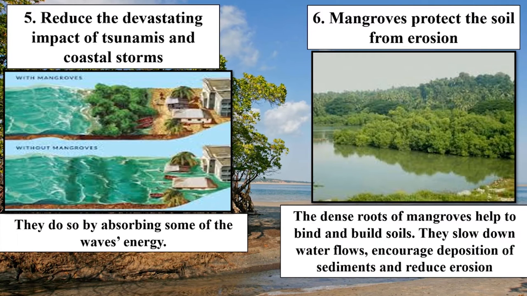Mangroves protect the soil from erosion. The dense roots of mangroves help to bind and build soils. They slow down water flows, encourage the deposition of sediments and reduce erosion.